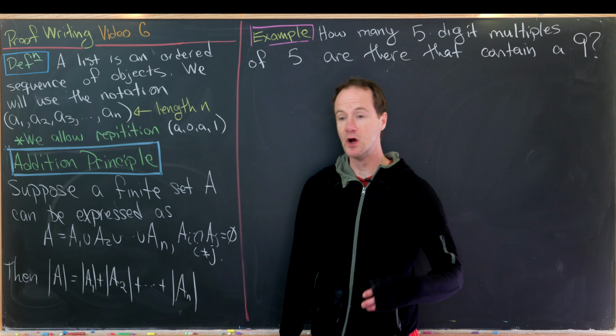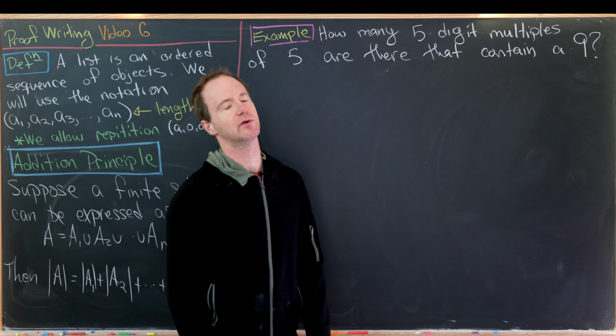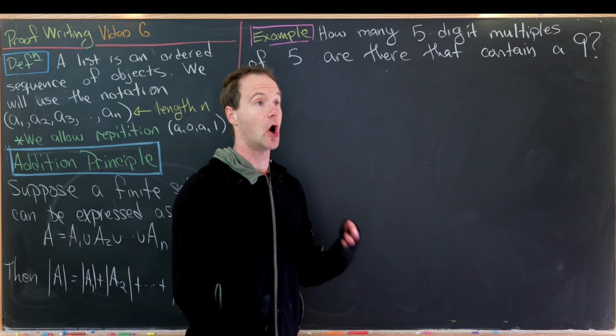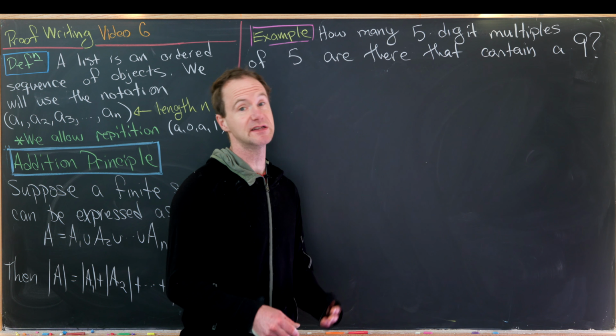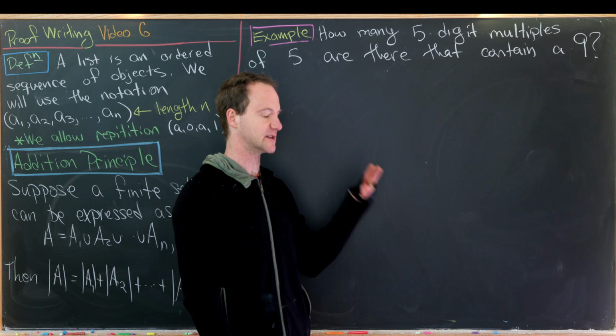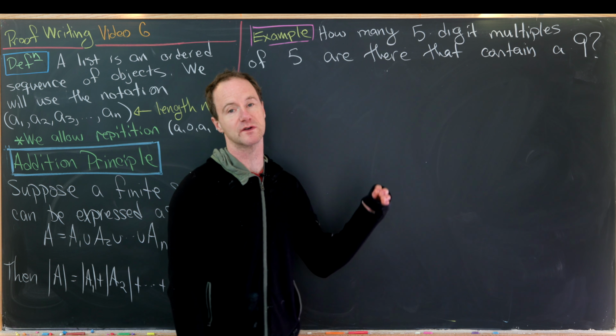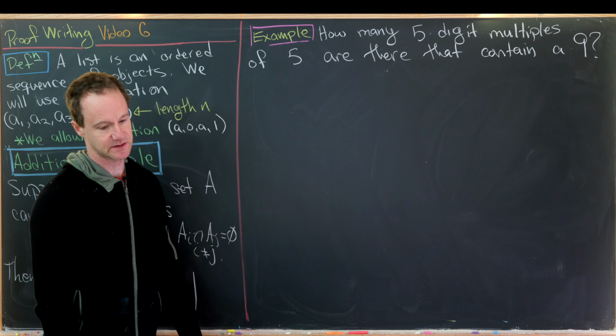So let's notice that we definitely used that in the previous example. Our set A would have been all pizzas with 4 or fewer toppings, and we broke that down into pizzas with exactly 4, exactly 3, exactly 2, exactly 1, or 0 toppings. So let's look at our next example.